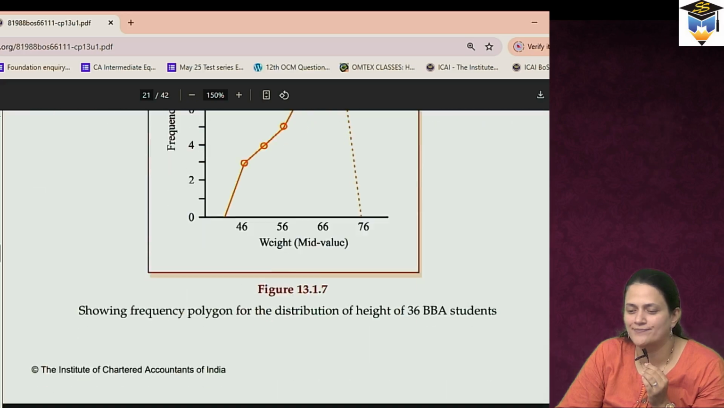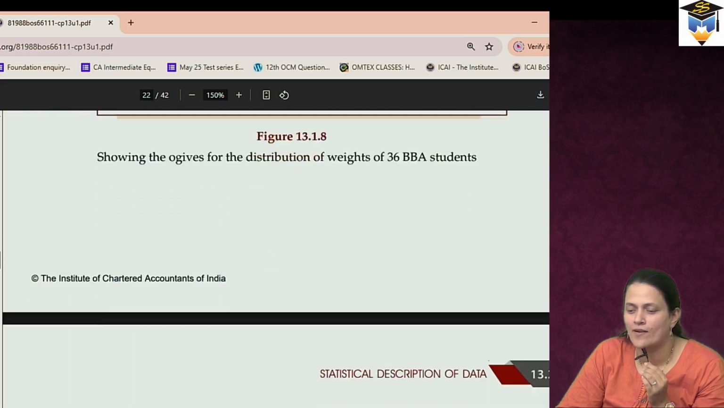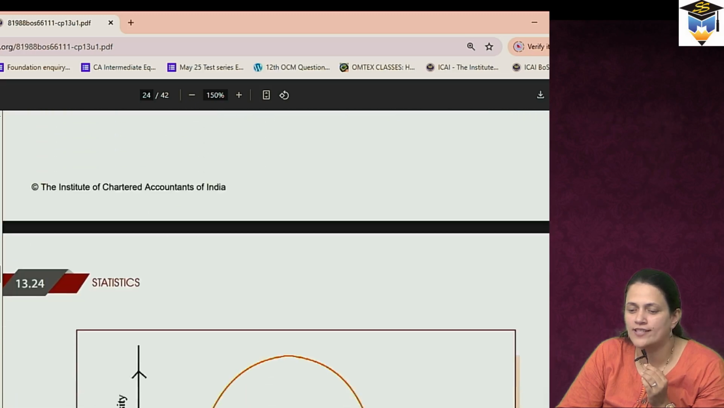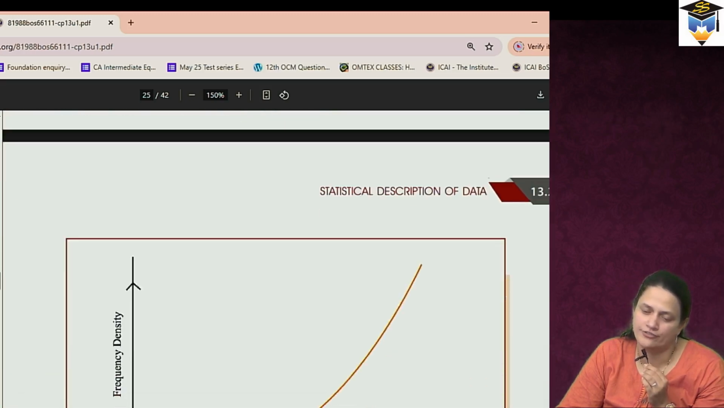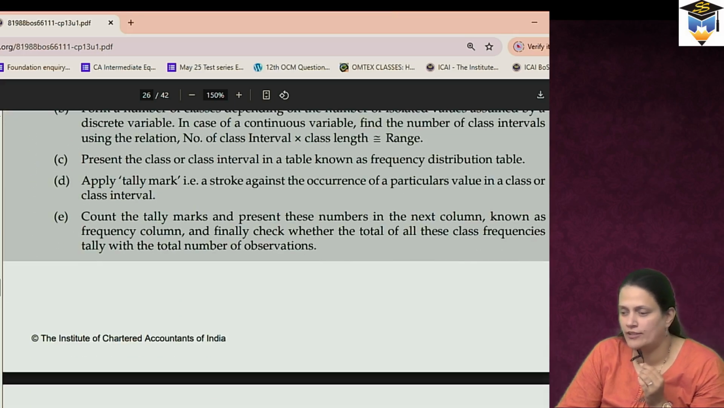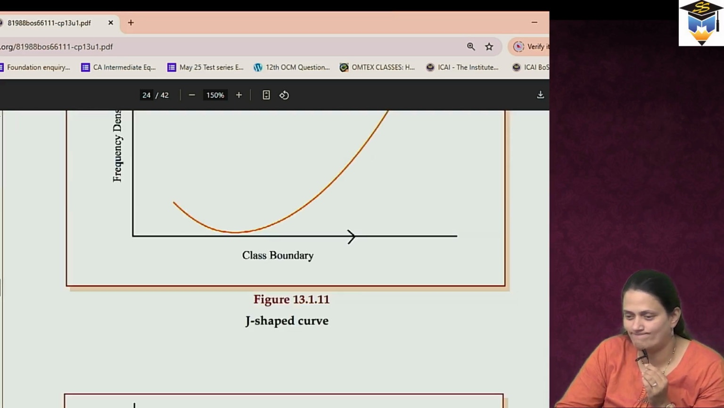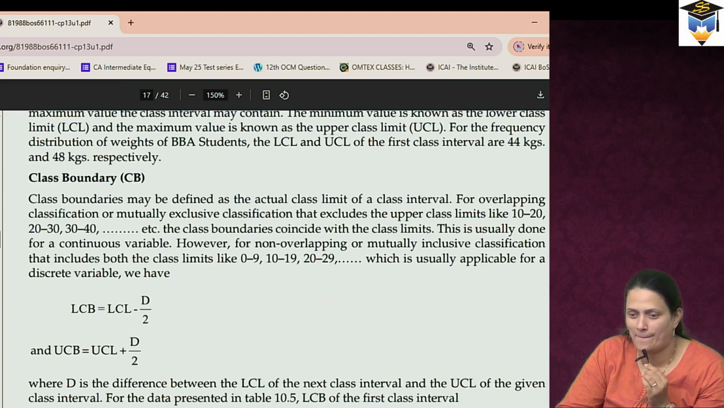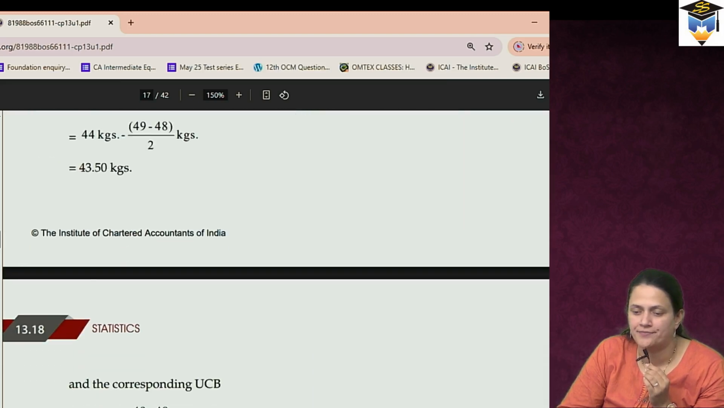This is an ogive, histogram, frequency curve, bell curve. We'll need to finish this today.